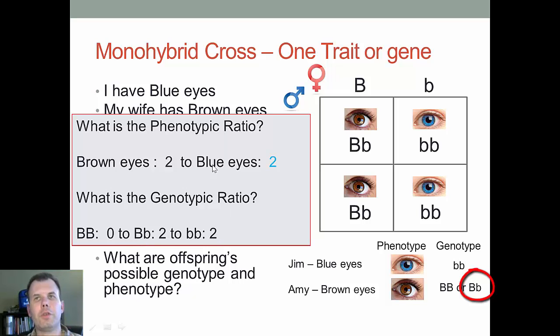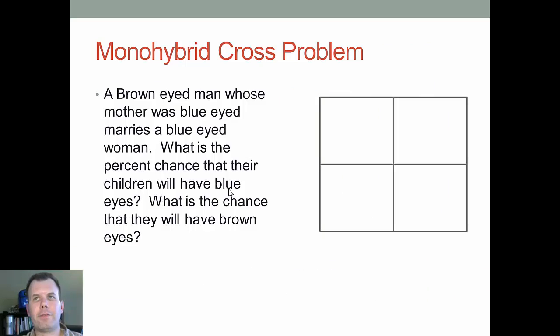The genotypic ratio is always 3 numbers. The phenotypic ratio is always 2 numbers, and that's 2 to 2, or 1 to 1 if you want to make it simplistic. That's how we figure out the phenotype. So let's try a problem that you might see on a test.